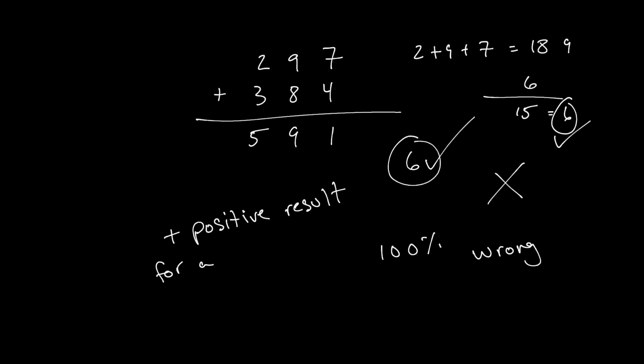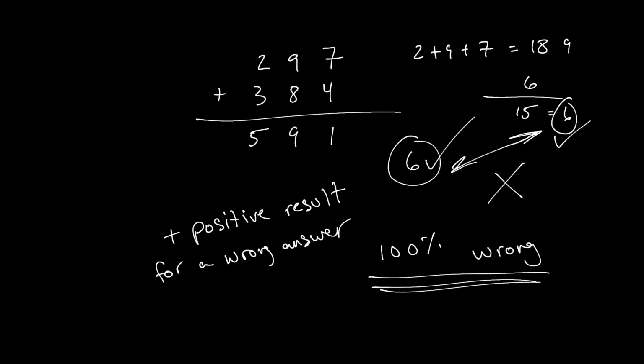for a wrong answer. In other words, it doesn't tell you 100% if you're right. It tells you 100% if you're wrong. So if these two numbers don't match, then it's 100% wrong. Does that make sense? It gives you a positive for a wrong answer. It'll let you know if you got the answer wrong. It won't let you know if you got it right. It's still very helpful, and I'm going to show you guys a couple more examples doing multiplication and such.